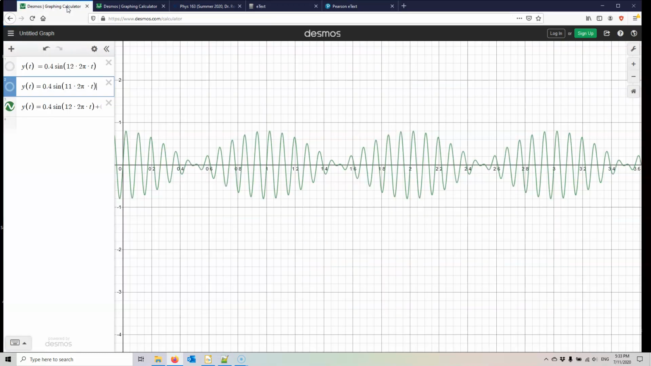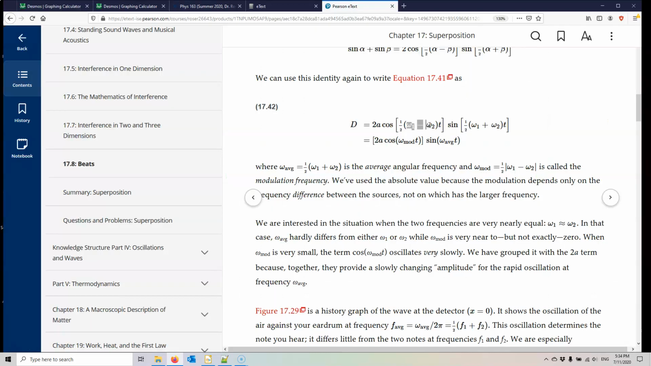So let's visualize that. In our case, the angular frequencies were 12 times 2 pi and 11 times 2 pi. So half of the difference between them would be: the difference is 12 minus 11 times 2 pi, so 1 times 2 pi over 2 would be pi. In our case, this part, including the half, would be just pi, for the example that I showed you on the graphing tool. Just to make sure you understand the algebra here.